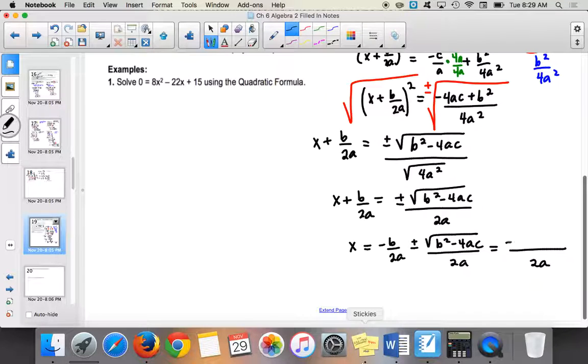So our final answer is negative b plus or minus the square root of b squared minus 4ac all over 2a. Oops, that's a c there. And that's the quadratic formula. So it comes from completing the square. That's how we get it.